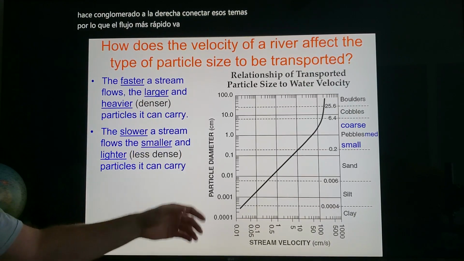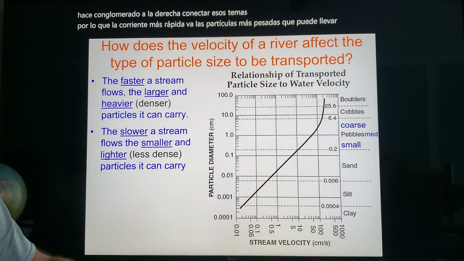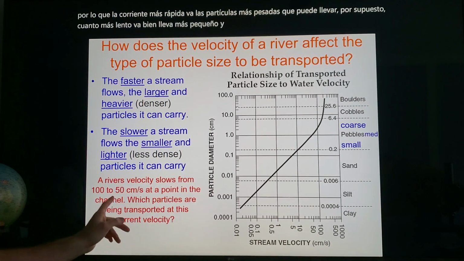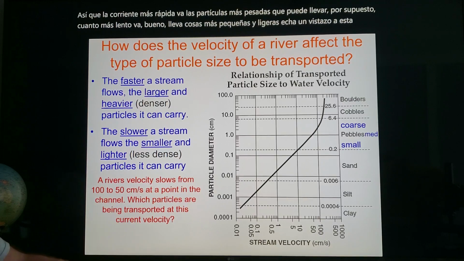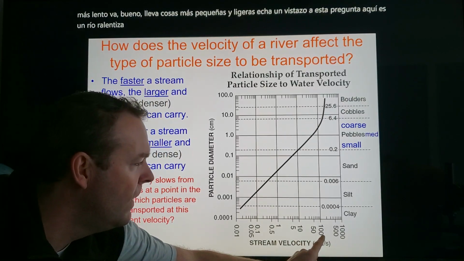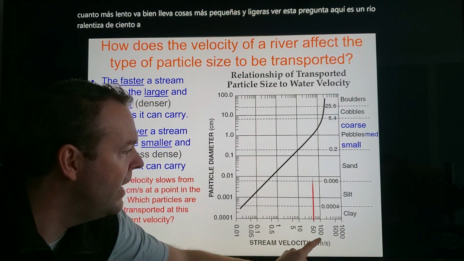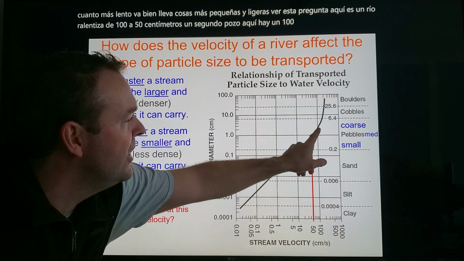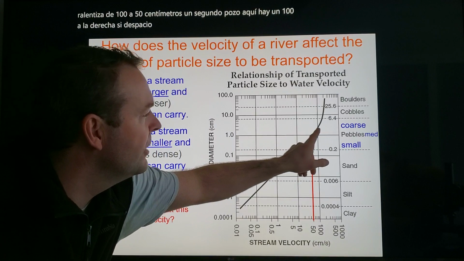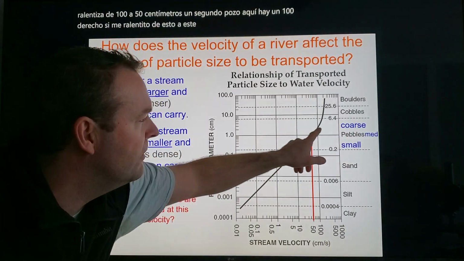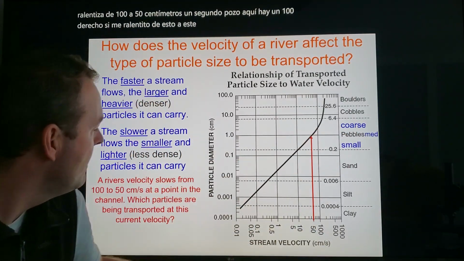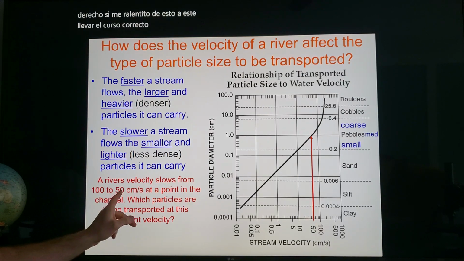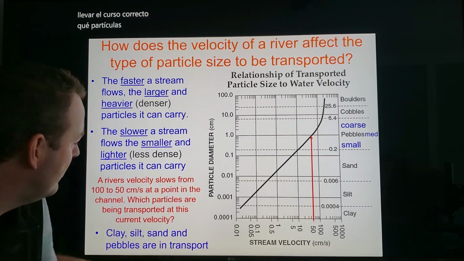And, of course, the slower it goes, it carries smaller and lighter things. Check out this question here. If a river flows from 100 to 50 centimeters a second, here's 100, here's 50, right? If I slow from this to this, what's the first thing I'm going to drop? Well, I'm going to drop the biggest thing I was carrying, right? The coarse pebbles. And it's asking you what particles will be transported now at that 50 centimeter per second range.